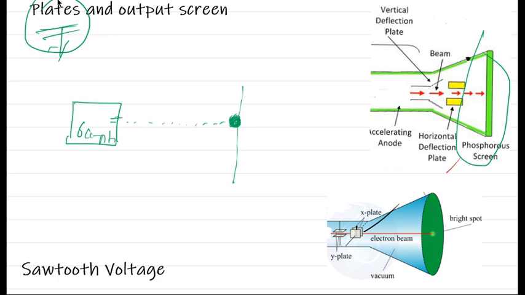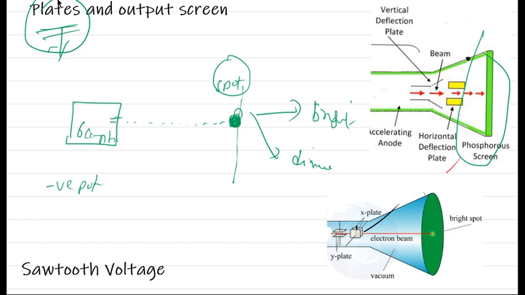Pay attention, I am going to discuss a very important thing in this topic, which the examiner usually touches. This spot means the light spot, observed on the output display, the screen. Sometimes the spot is bright, and at other times it is dim. What happens? It totally depends on the negative potential, which we have applied to the cathode or the grid.